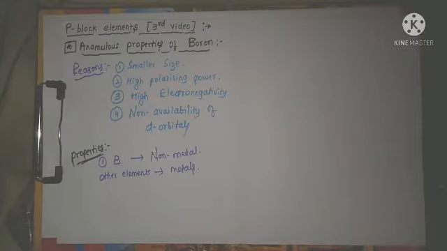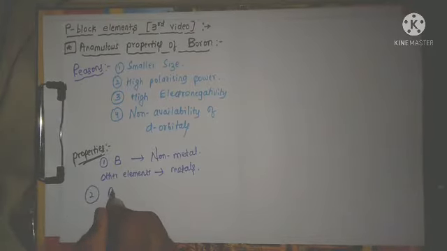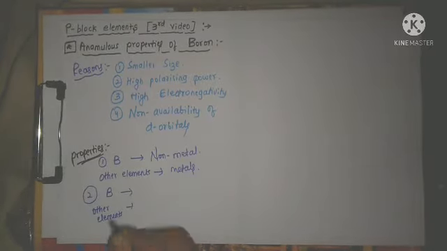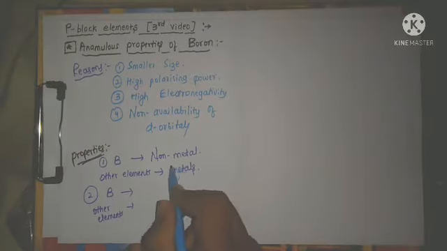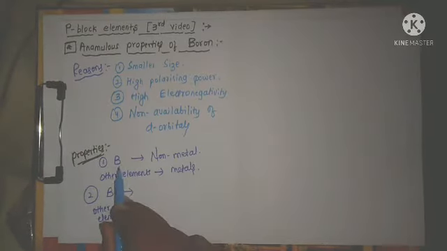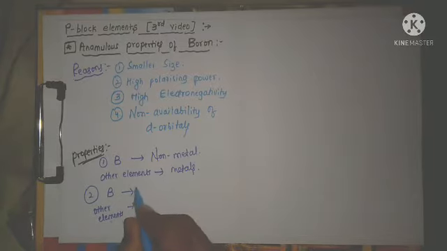Now the second one. Already I wrote boron and other elements. Boron is a non-metal, so is it a good conductor or a bad conductor? Already I told you boron is a non-metal. Non-metal means bad conductor of heat and electricity.